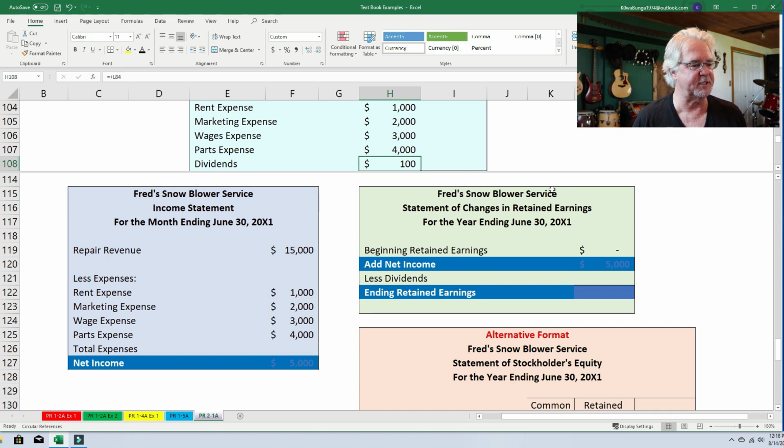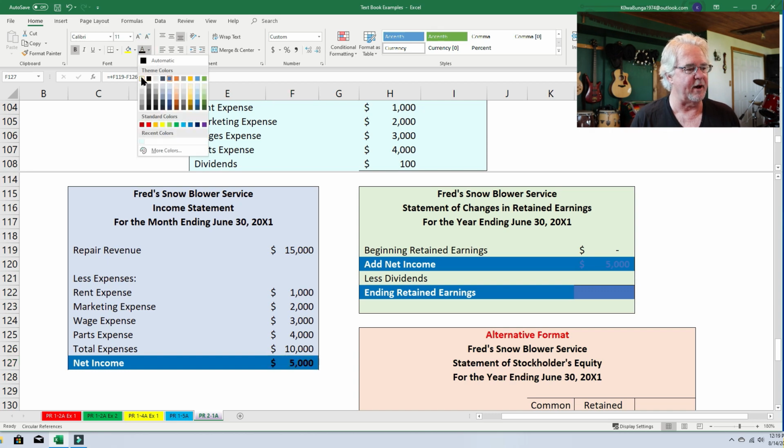So we need our total expenses here, guys. All you do is add up the total expenses. $10,000, it's 1,000, 2,000, 3, 4, and it adds up to 10,000. And then we can find our net income. Net income is simply revenue minus expenses. There is our net income.